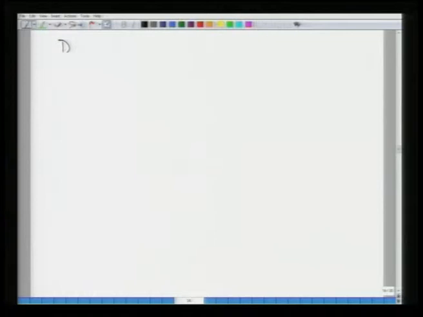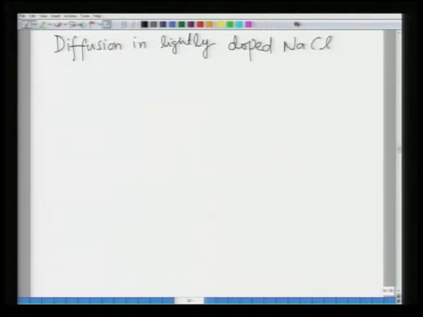So sodium chloride, basically we will say diffusion in lightly doped NaCl.